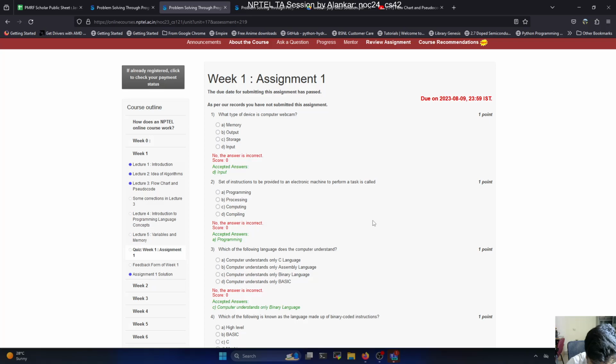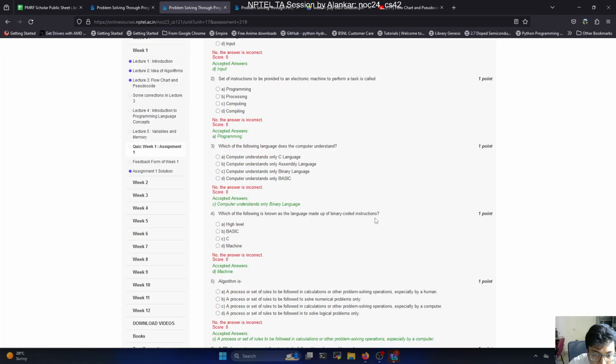Okay, going to the next question here: what set of instructions is provided to an electronic machine to perform a task? Obviously it's programming, and that's what this course is all about, so we will be doing a lot of programming throughout the entire 12 weeks of this course, right? And now, which of the following languages does a computer understand? It only understands the binary language, because it's 0 and 1, and it's up to the compiler or the interpreter, whatever you are using, to convert what you write in high level languages to binary, because that's basically the executable which you then run.